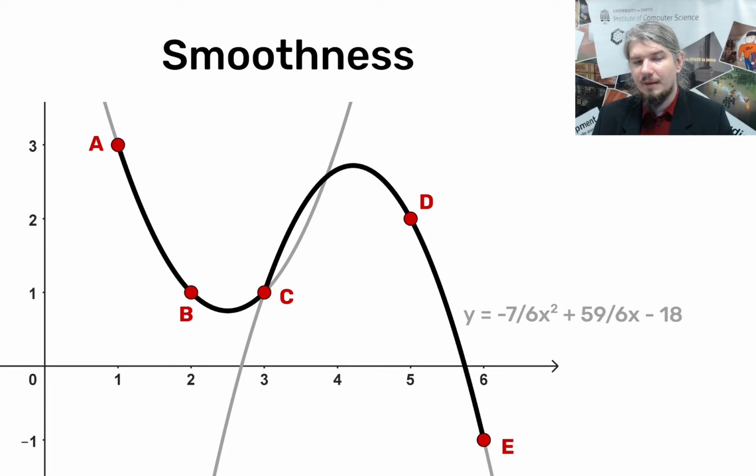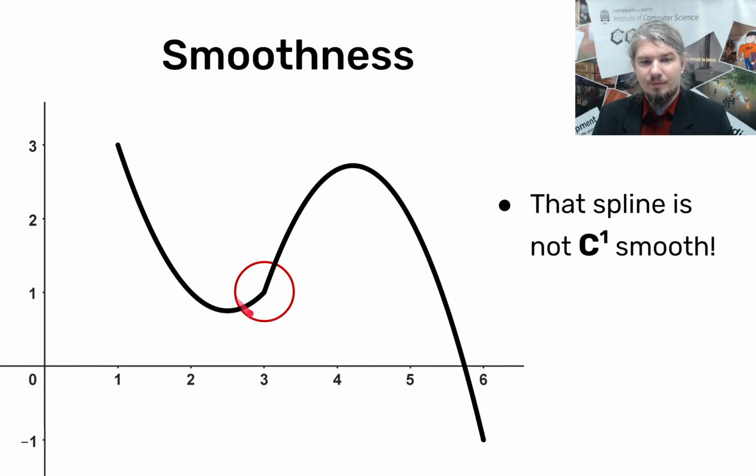And here's another example with our parabola. If we take two parabolas and connect them like this, so that the left parabola has constraints that it needs to pass A, B and C, and the right parabola has the constraints that it needs to pass C, D and E without a constraint on the derivative, then there's going to be a sharp corner at the point where they join, called the knot, and that spline, this entire object, is not C1 smooth.